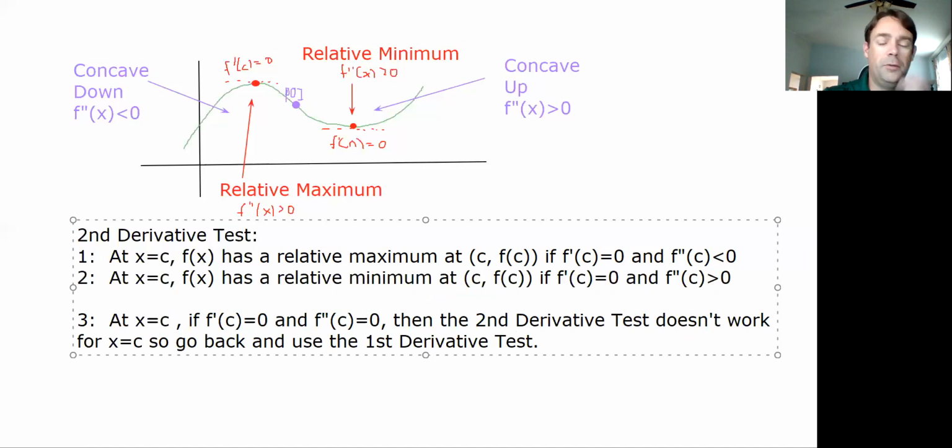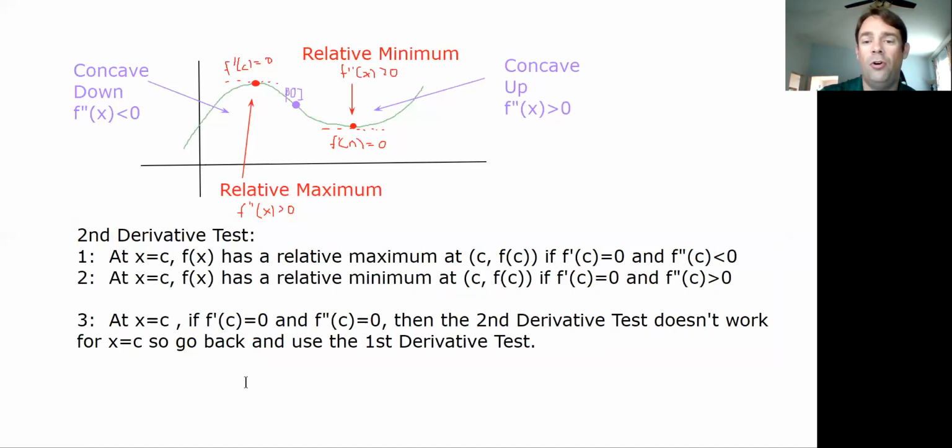So realize that the second derivative test isn't always going to work for us. It'll work a lot of the time, but not always. And if it doesn't work, no harm, no foul, go back and use the first derivative test and see, does it work there? Or maybe it just didn't have a relative extrema. You can't tell if a point just doesn't have a relative extrema using the second derivative test if it fails. You got to go back and do the first derivative.